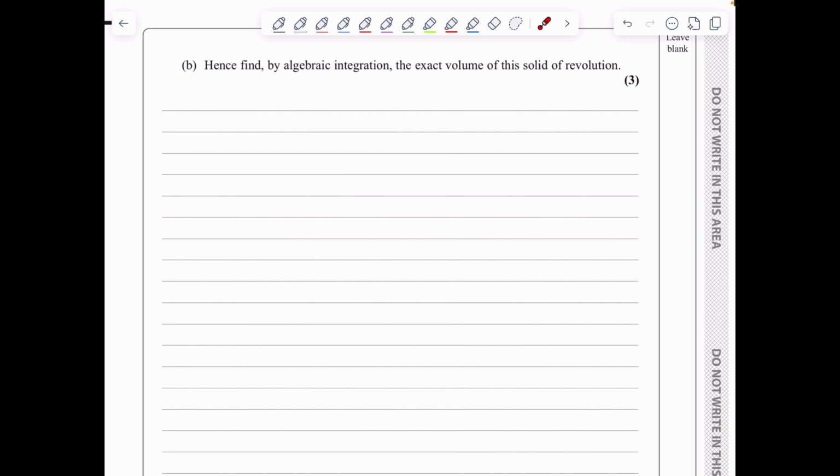In part B, we need to proceed and use algebraic integration to find the exact volume of this solid of revolution. In other words, I need to evaluate the integral we obtained in part A. So the 8 pi can come out, it's a constant. The integral of 1 is theta. The integral of cos 2 theta is going to be a half sine 2 theta, and the limits are 0 and pi over 3. So this leads to 8 pi. If I substitute the upper limit, I get pi over 3 minus a half sine of 2 pi over 3.